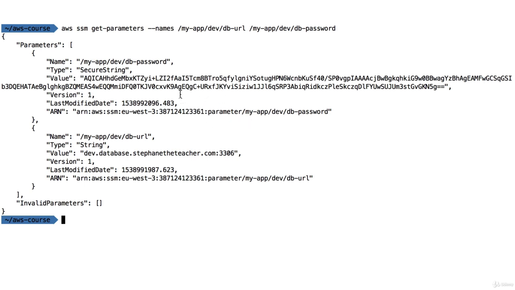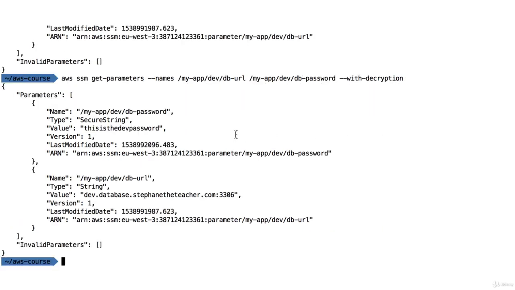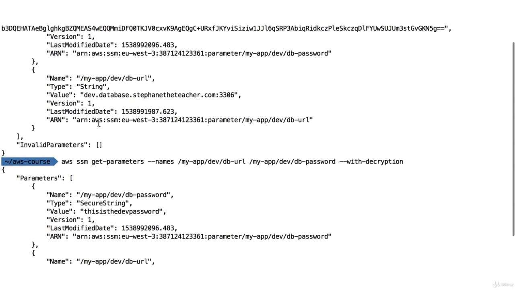And for this, you have a special parameter, and it's called with decryption. So I'll do with decryption. And so this will check whether or not I have the KMS permission to decrypt this secret that was encrypted with the KMS tutorial key. So I'll press enter. And now this time, for my secure string, the value has been decrypted because I specified the with decryption parameter.